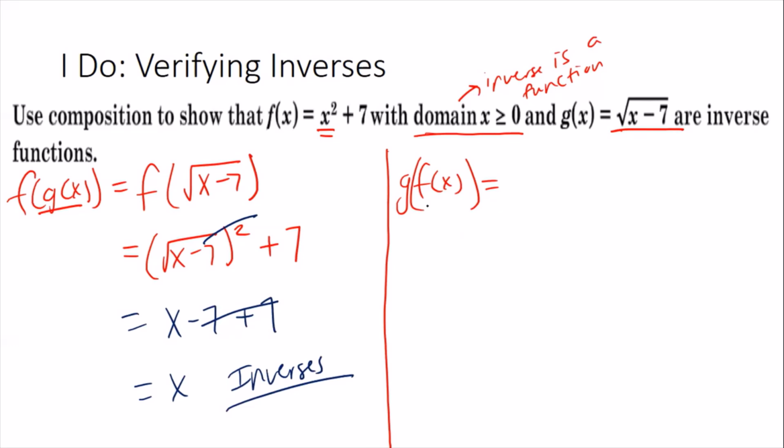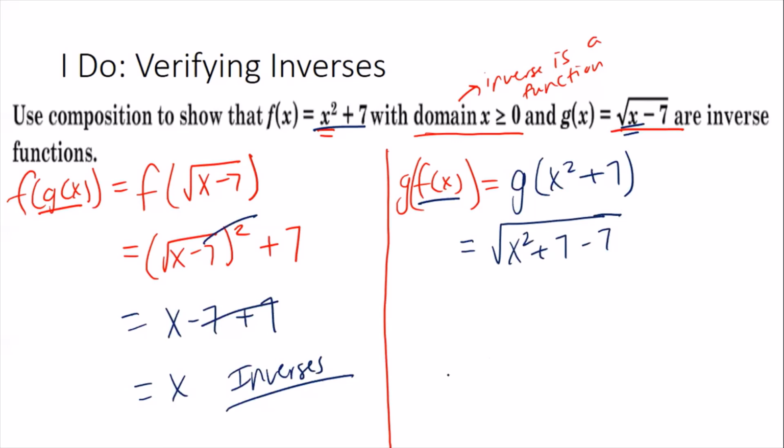So doing it the other way, this time we're plugging in f of x for x in g of x. So g composed with x squared plus 7 equals the square root of x squared plus 7 minus 7. I have a positive 7 and a negative 7, so they cancel. So we have square root and x squared, and what do they do? Cancel out, and what are we left with? x. So what does that verify again?